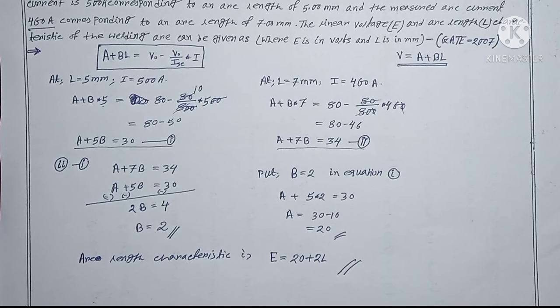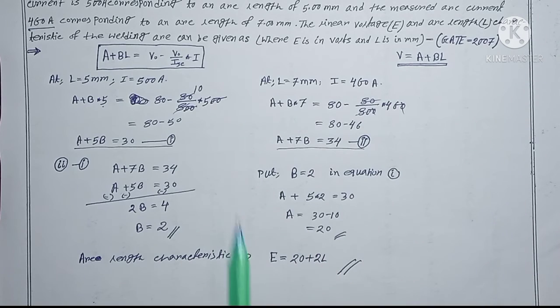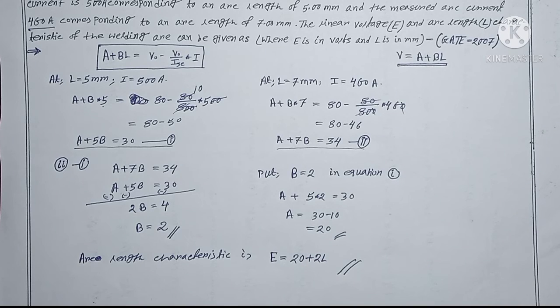This is the second type, where you have to find the value of A and B. In the first type you have to find the value of open circuit voltage and short circuit current. This time A and B were given. So this is type number 2. Another kind of question they ask is where you have to find the optimum arc length. I will solve this one in my next video. Okay, so in this video, this one only.